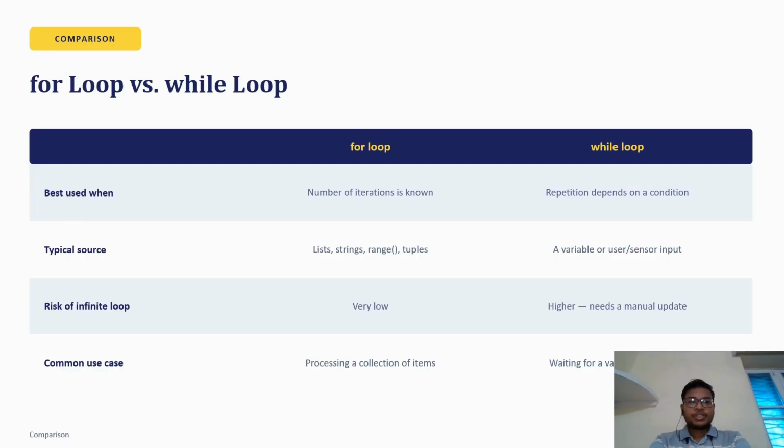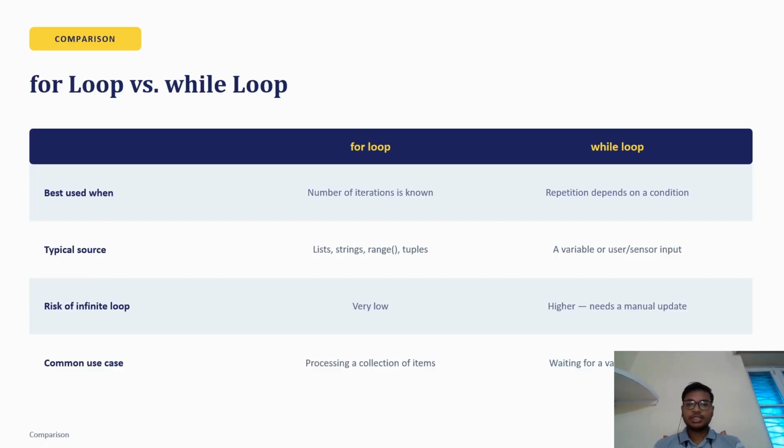The most important thing here is the difference between the for loop and the while loop. So, for loop versus while loop. Just say here, best used when we have to use a for loop and when we use a while loop, as a purpose. If the number of iterations is known, then we use a for loop. Otherwise, if repetition depends on the condition, then we use a while loop. Correct?